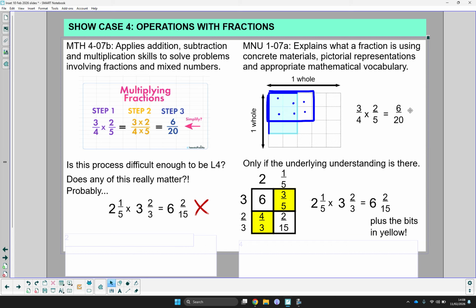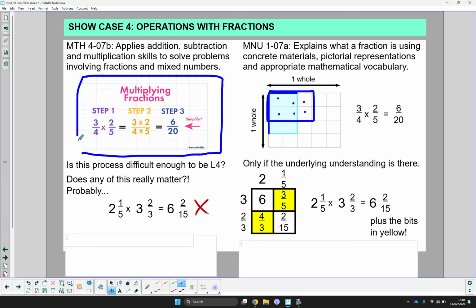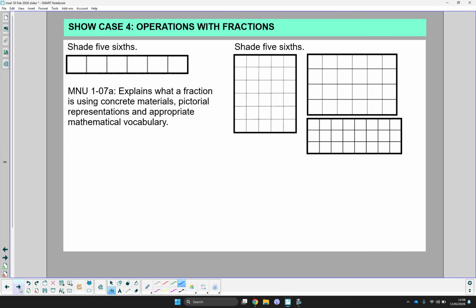And I think all of this is needed before we make the jump, or before pupils themselves make the jump to the algorithm, to the shortcut to multiply fractions. So the first level, you know, they might be asked to do stuff like this.